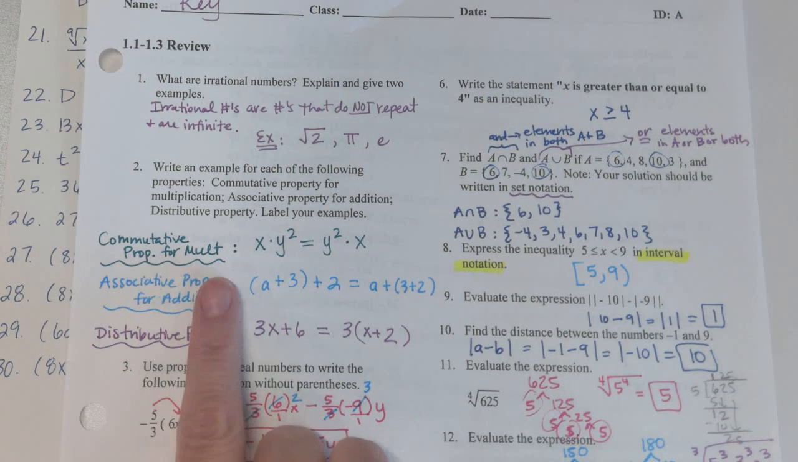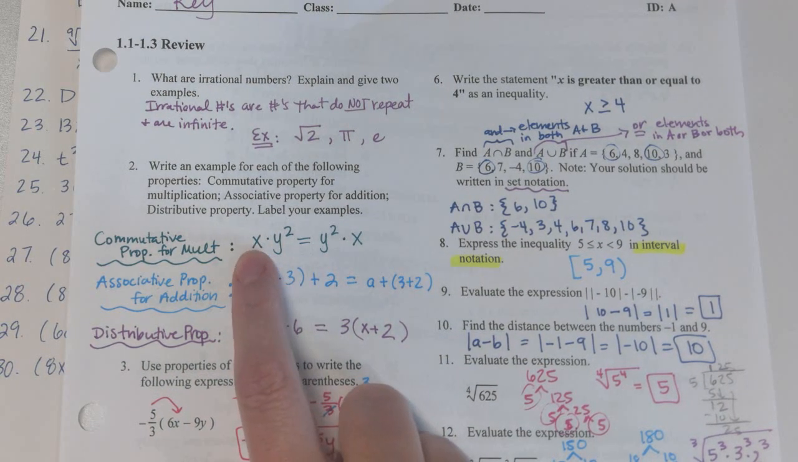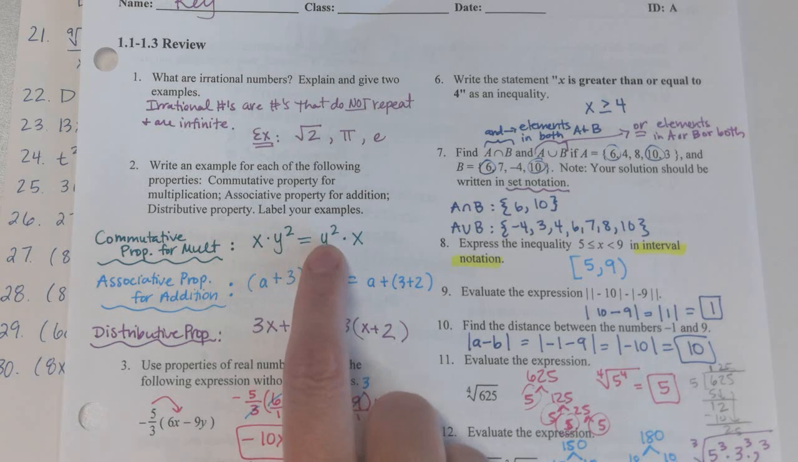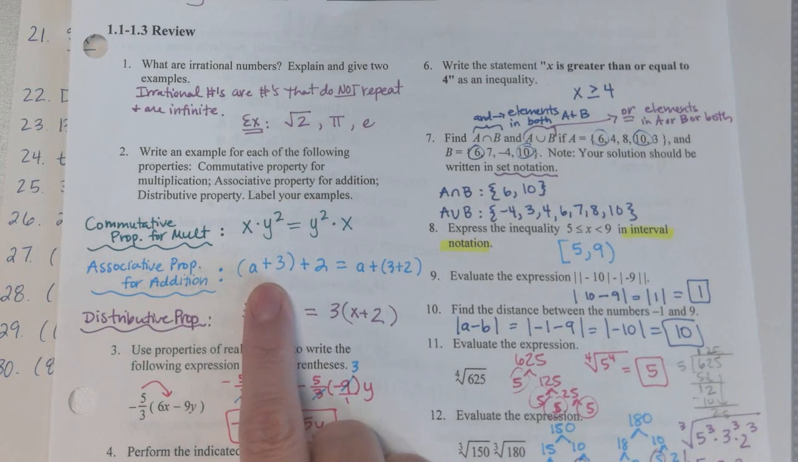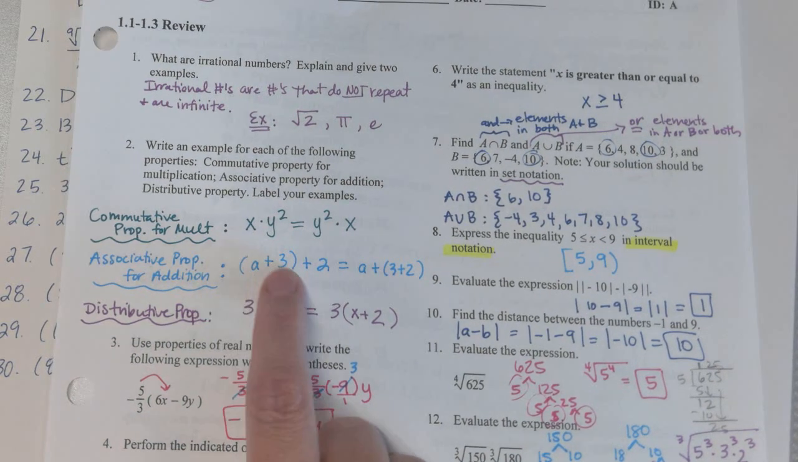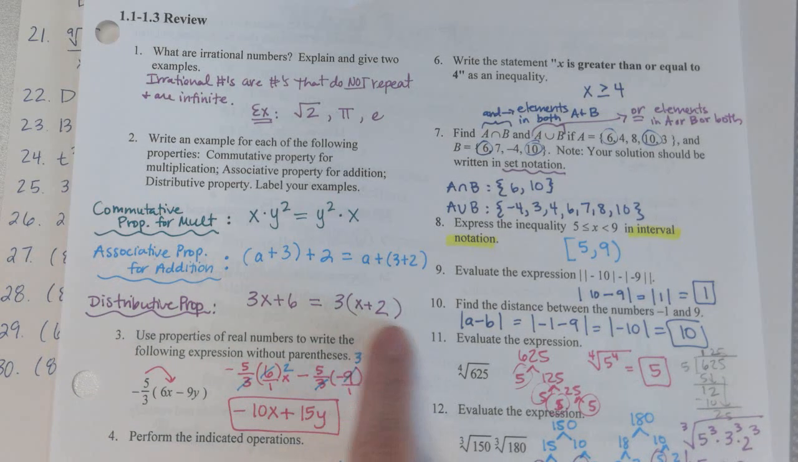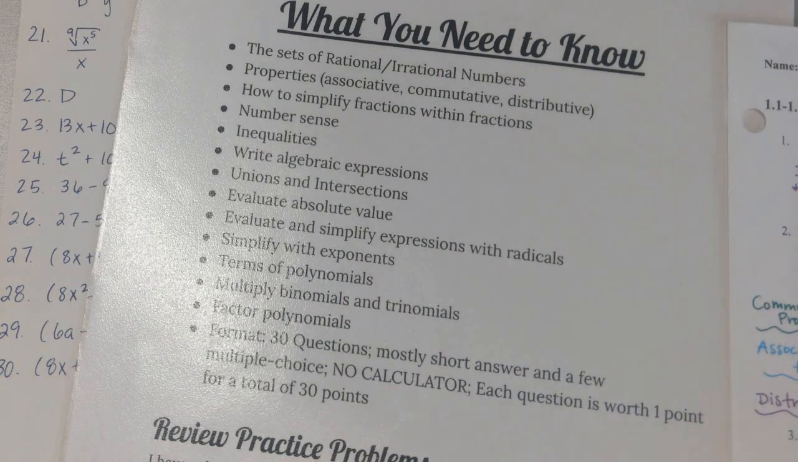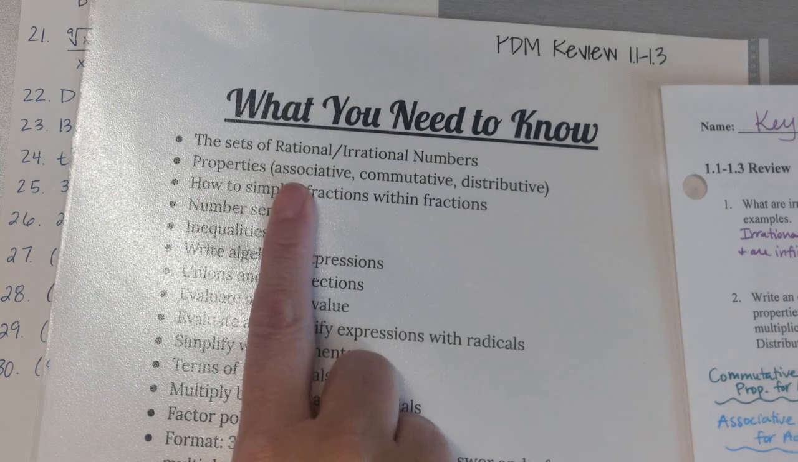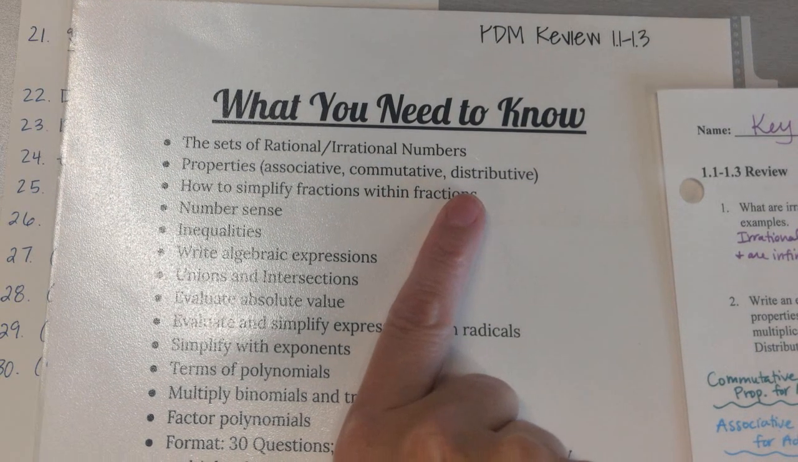So the commutative property, I like to think of as symmetric, right? It doesn't matter if you do x times y squared or y squared times x, those are the same. When you have the associative property, you should have parentheses. It doesn't matter if you add the first two together first or the last two together. Be able to identify those. And then the distributive property, 3 times (x plus 2) is going to be 3x plus 6. Okay, so you can see here it says the property: associative, commutative, distributive, so know how to do that.